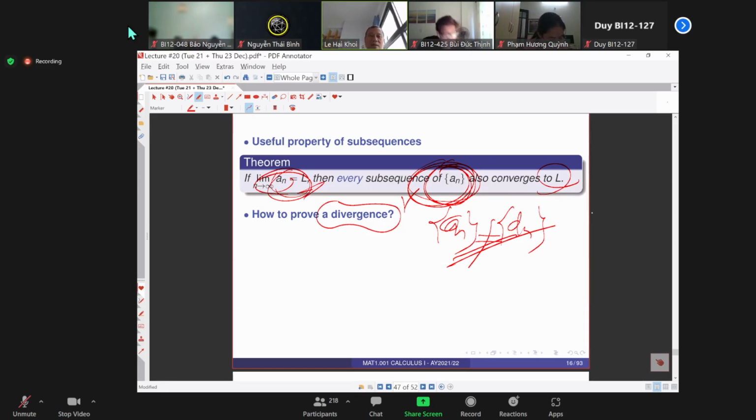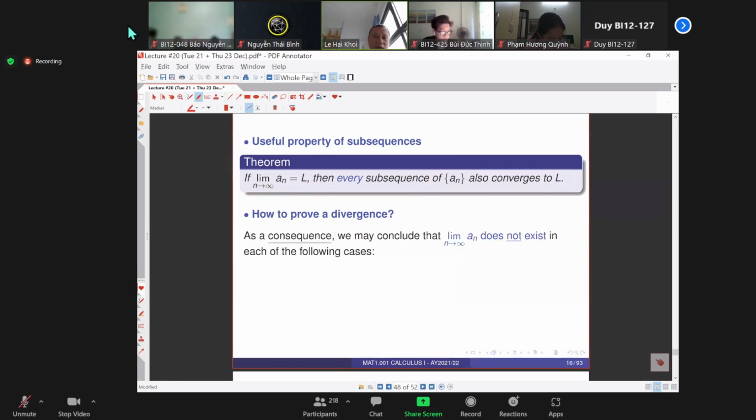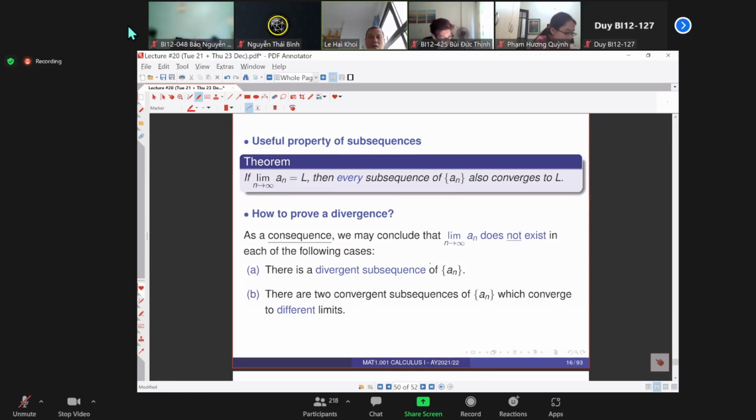Ok. Here you see. As a consequence, we may conclude that limit doesn't exist. That is diverge. Diverge in each of the following cases. Có một thằng con là diverge. There is a subsequent diverge. Or có hai thằng con tốt cả converge but different limit. Đấy, tôi vừa giải thích ấy. Rất là hay cái bài toán này. Từ cái định lý này mà ra.